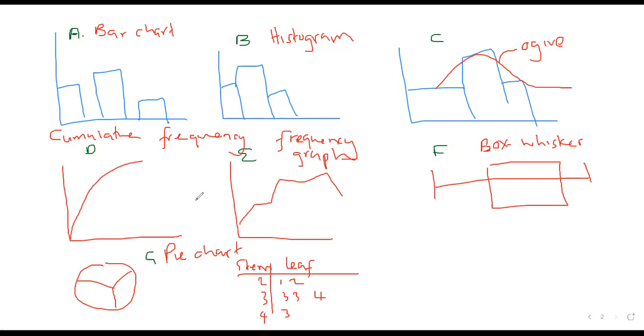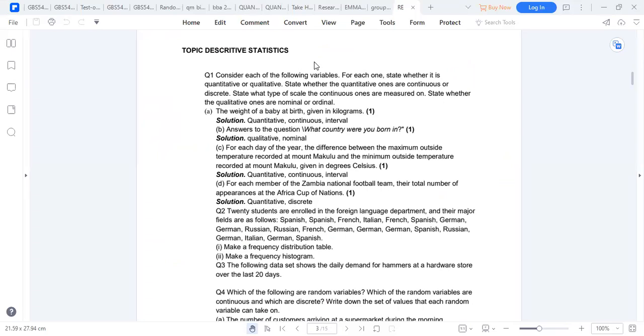All right, so quickly, let's get to some exam type questions before we proceed. So we have information here where we're asked to consider the following statements. We need to state whether they're discrete or continuous under quantitative, or whether they are ordinal or nominal. For instance, the weight of a baby in kilograms.